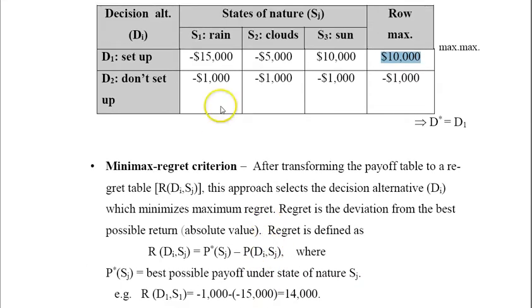So if I go here, S1 is rain, my best possible payoff would be 1,000 for D2. For this one here, so that's basically what I would regret if it happened to be rainy and I decided not to set up, then there's nothing to regret here. So it's this minus negative 1,000 would be 0. But if I decided to set up, what I would regret is this amount minus this amount, which is $14,000. The same thing here.